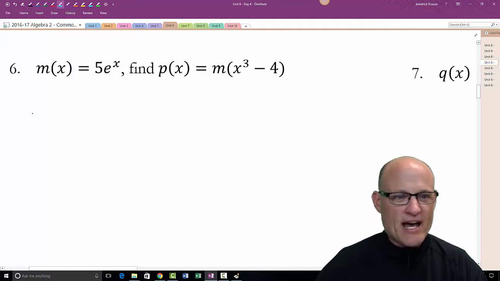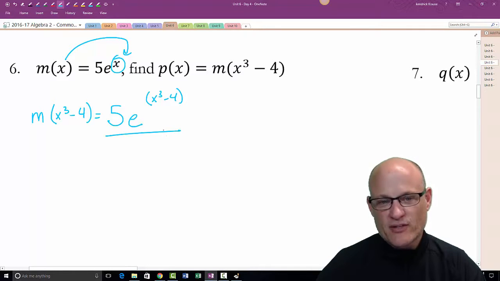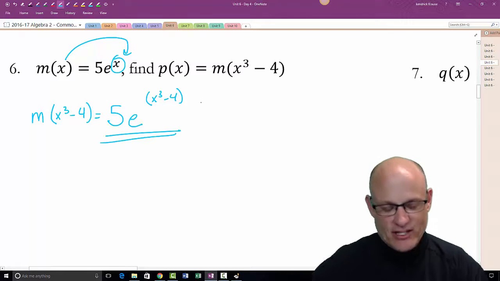So I want to find m of x cubed minus 4. So that's equal to 5e. Now, whatever's in here goes in for this. x cubed minus 4.